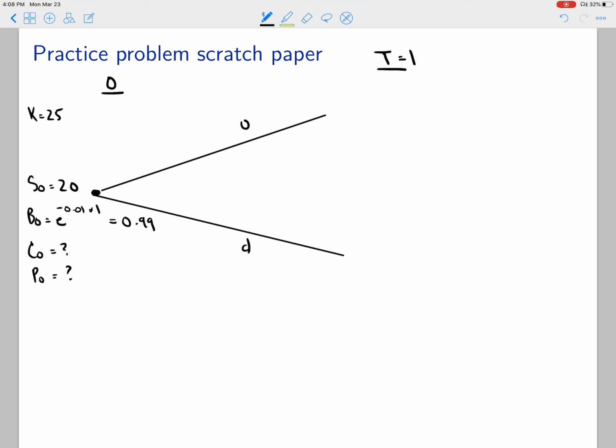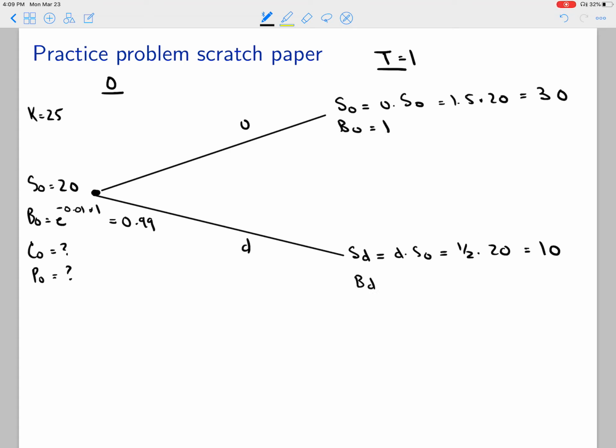Okay. The payoffs to the stock depend on the state of the world. They're as follows. In the upstate, the stock's payoff is S_U. It's equal to U times S_0. We're given U, it's equal to 1.5. Stock price today is 20. So the payoff to the stock in the upstate is 30. In the downstate, the payoff is as follows. It's D times S_0. D is equal to 1/2. S_0 is 20. So the payoff is S_D equal to 10. Payoff to the bond in the upstate is B_U equal to 1. And B_D in the downstate of 1 as well. Does not vary based on the state.